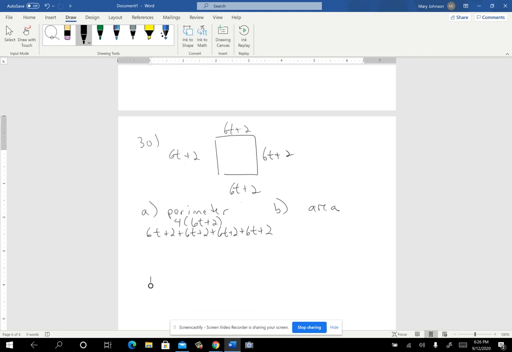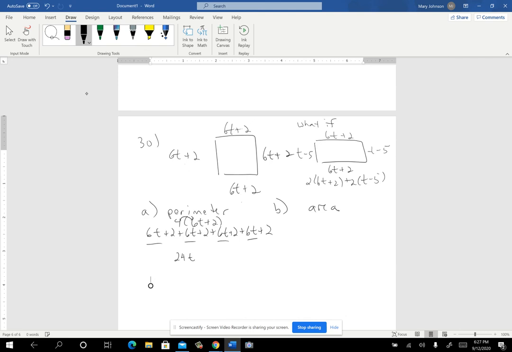It would have been okay to be thinking 4 times 6t plus 2, since they turned out to be the same. And if this had been a rectangle where maybe this is 6t plus 2 and maybe this is t minus 5, you would have had 2 6t plus 2s, and you would have had 2 t minus 5s. Okay, so that's a what if. That's not what the problem was. But anyway, you could think about it either of those two ways, and then see how it would turn out to be 24t.